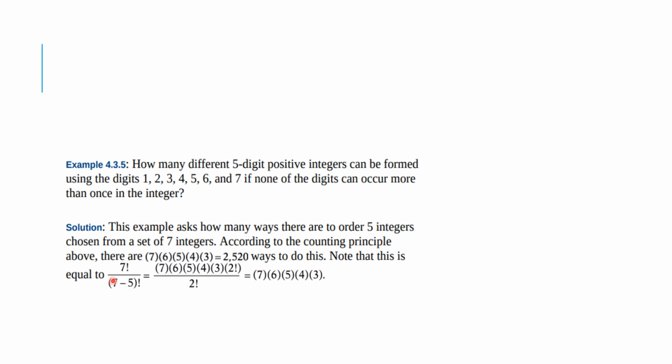Note that this is equal to 7 factorial over 7 minus 5 factorial, which is equal to 7 times 6 times 5 times 4 times 3 times 2 factorial over 2 factorial. The 2 factorials cancel out, so the answer is 7 times 6 times 5 times 4 times 3.